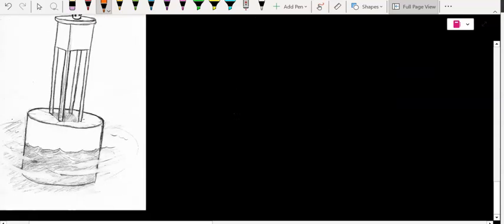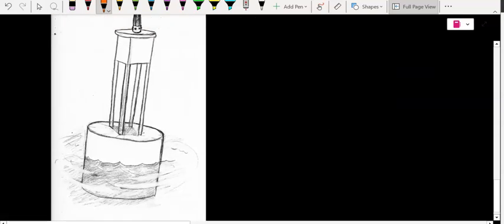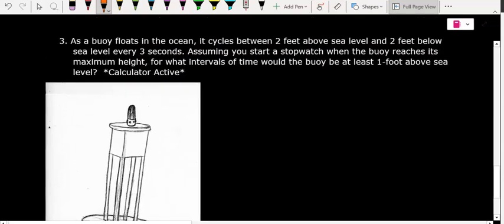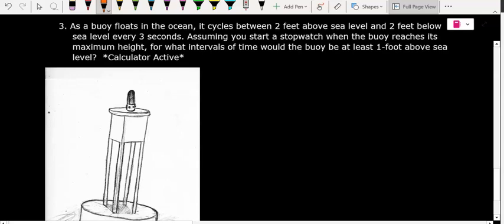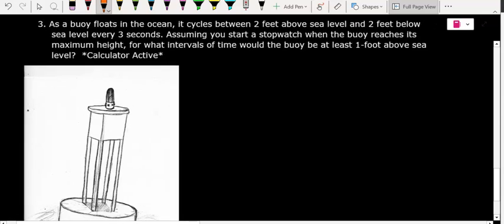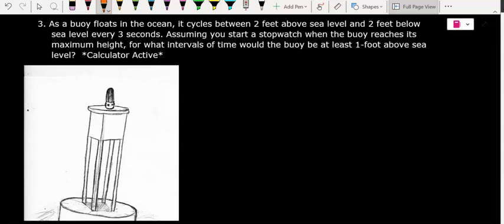I got another wonderful illustration here from Mr. Matthew Augustin. All right, so what we've got here, it says, as a buoy floats in the ocean, it cycles between 2 feet above sea level and 2 feet below sea level every 3 seconds. So assuming you start a stopwatch when the buoy reaches its maximum height, for what intervals of time would that buoy be at least 1 foot above sea level?